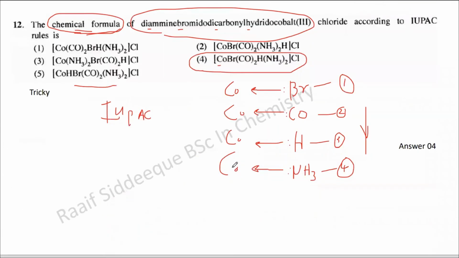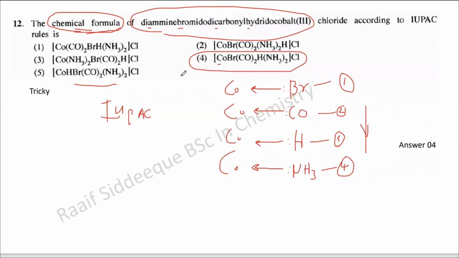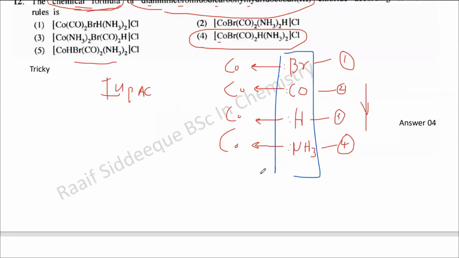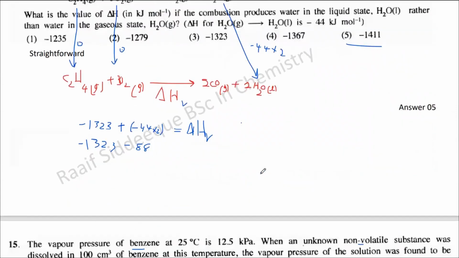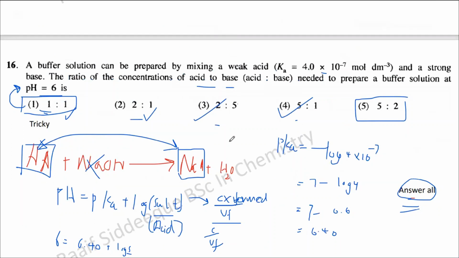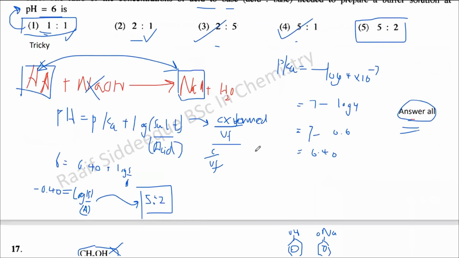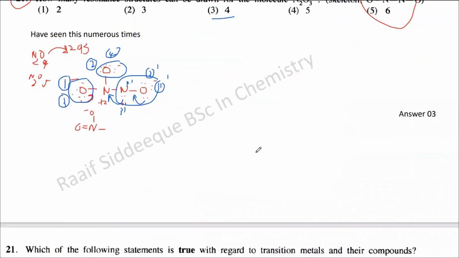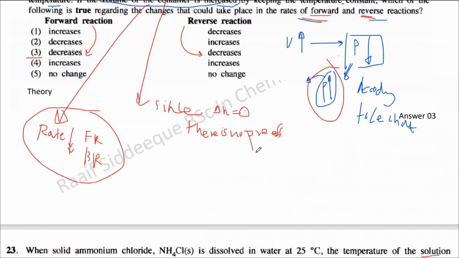Then from 11 to 20, first this question is very important, because it is very important in determining the rules of the ligand arrangement in a chemical formula. And then the buffer calculation that I explained to you is also important. And others are very similar.